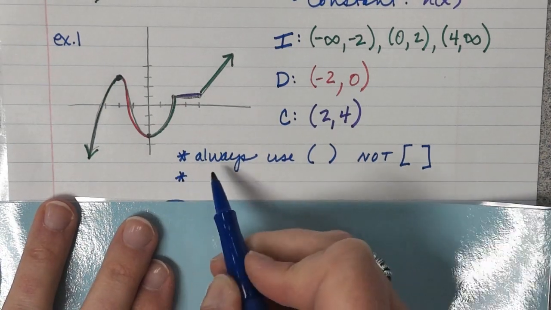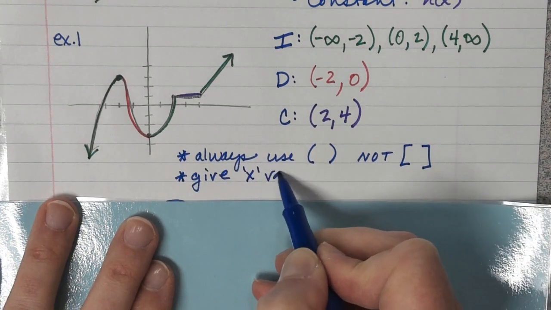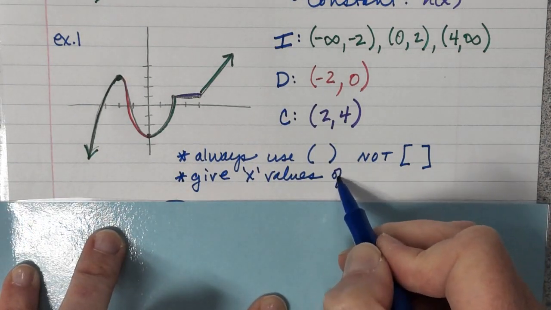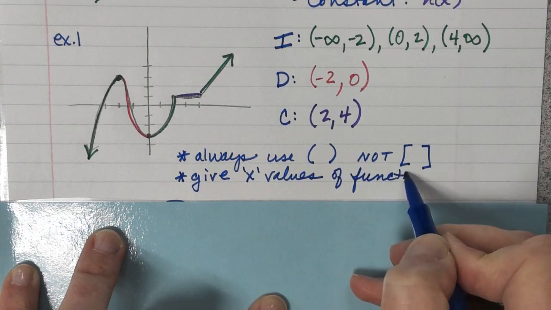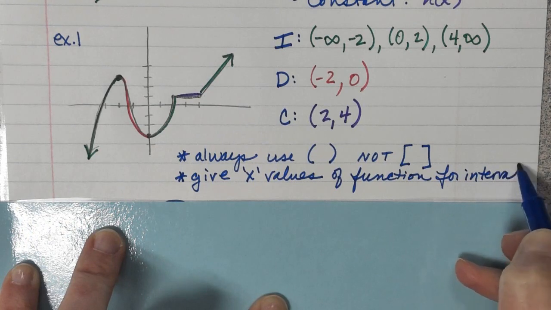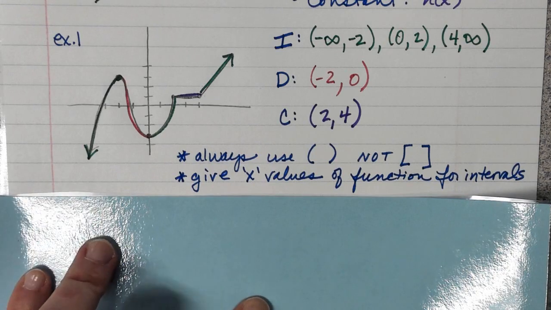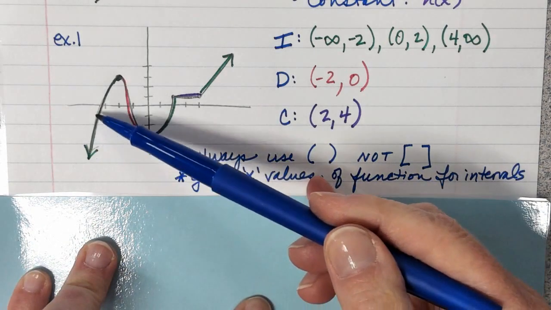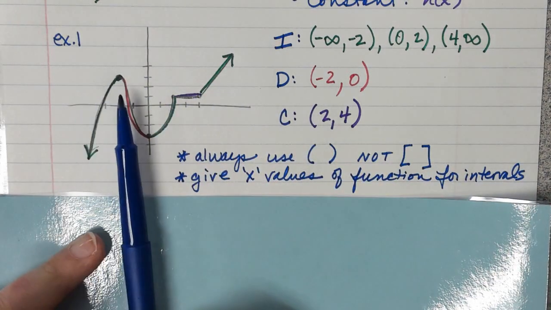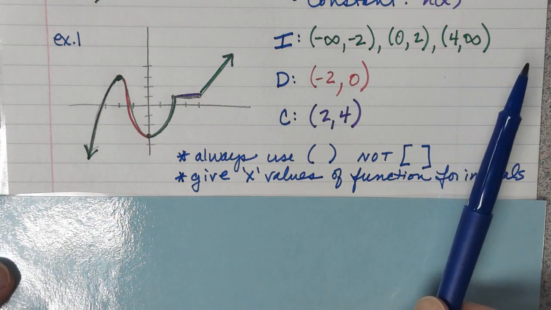And also to just help you remember, you're going to always give x values of the function for the intervals. You're looking to see what the function is doing, so you're looking at the y values. Are the y values here increasing? Yes. But you're going to tell me the interval on the x values. You're telling me the interval upon which it is increasing or decreasing or remaining constant.